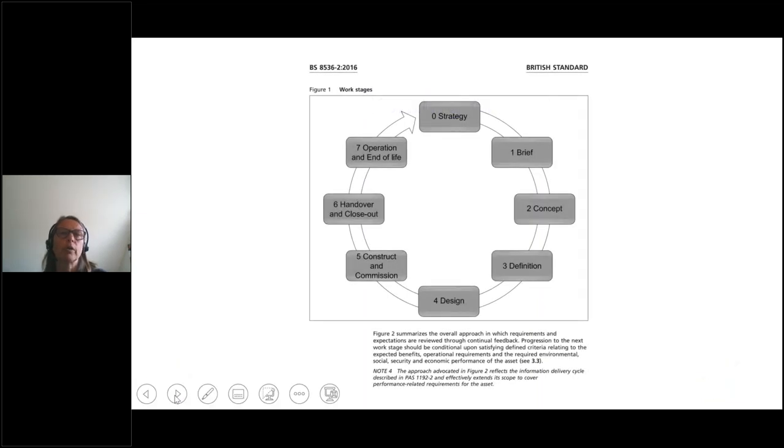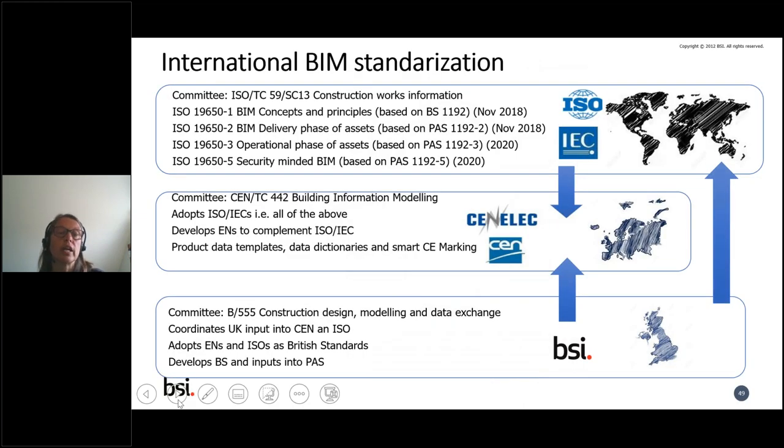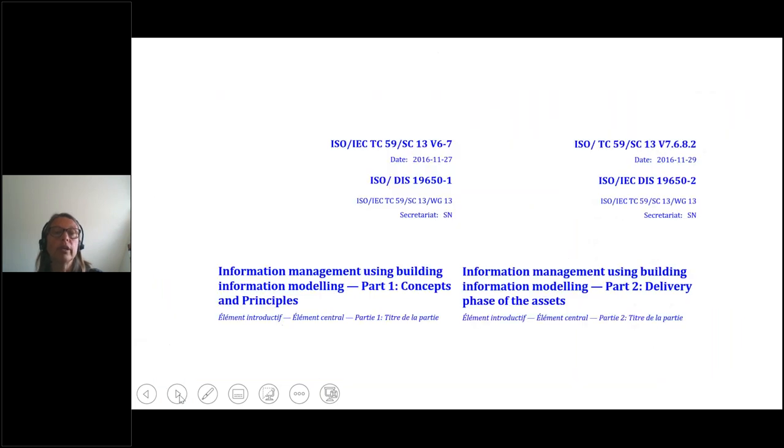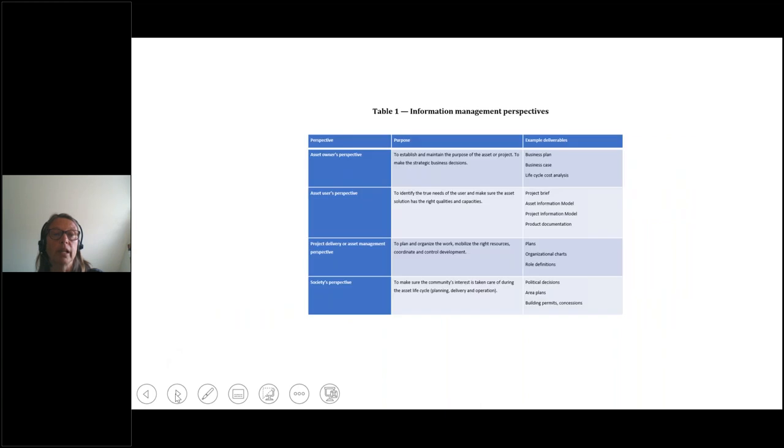In the background, we've got 8536 developing, which is the government soft landings, but really looking at that whole life approach. We had in the background, actually, the international BIM standardisation starting. Not that many people were aware of that. But even in that early time of November 2016, we'd already got a draft standard in place.